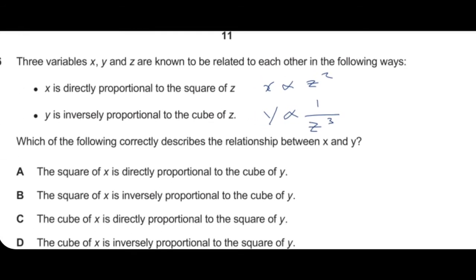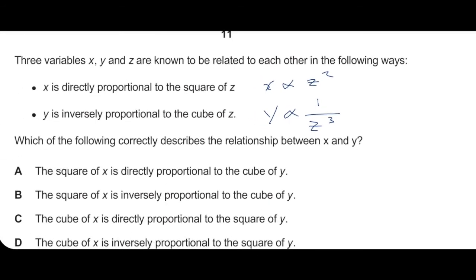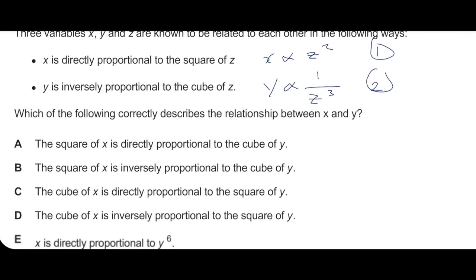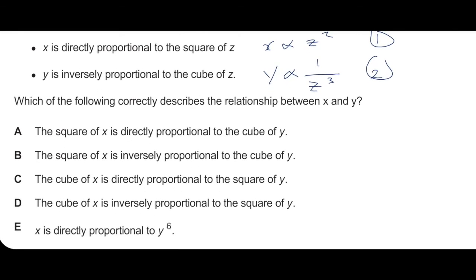Now that we've done that, let's rearrange statement number 2 to something that is a bit more usable. So let's rearrange it to give us z, for example. Z is proportional to 1 over the cube root of y. And let's substitute this into 1.